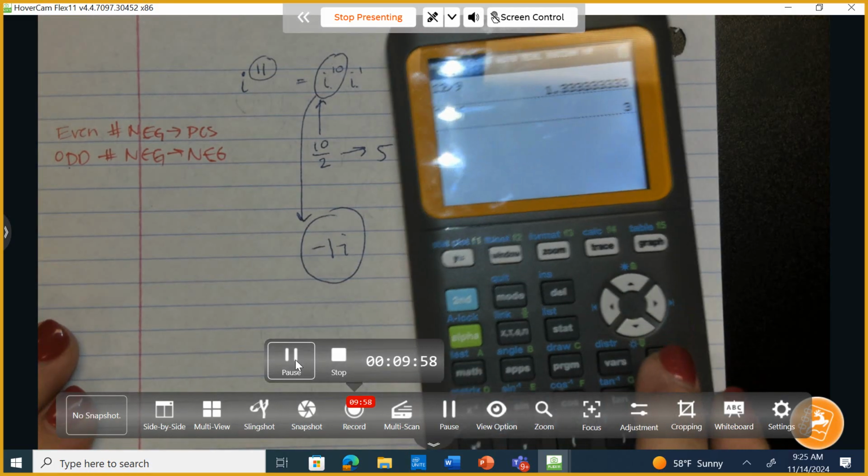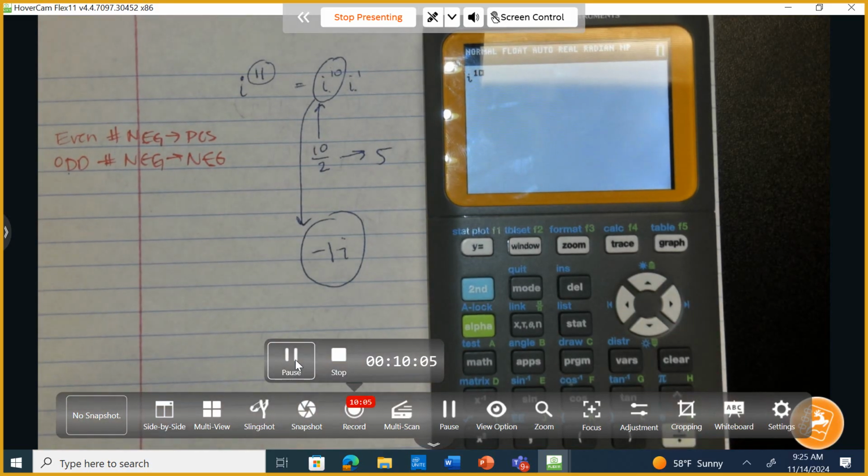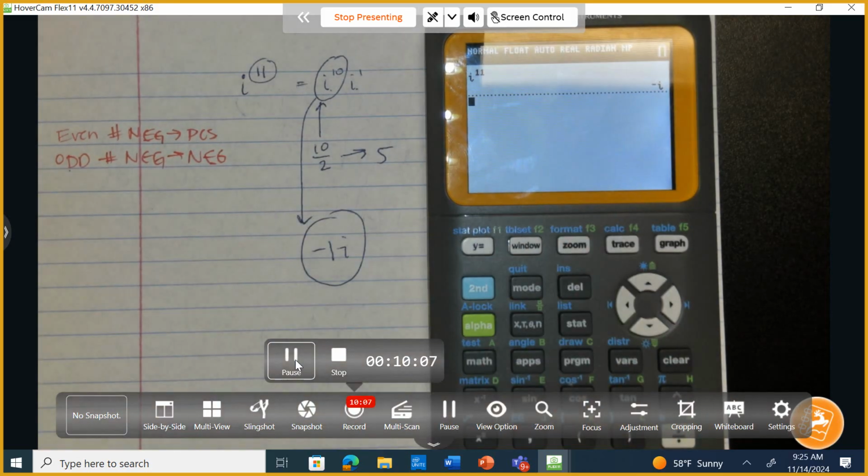So I'm just going to demonstrate right now because on an ACT, you get to use your calculator. I'm going to raise i to the 11th power, and we can see it's equivalent to negative 1i.